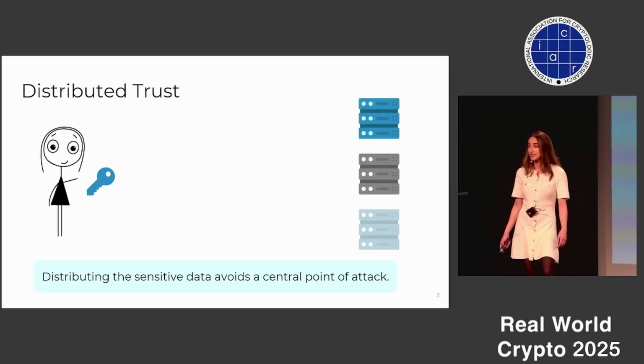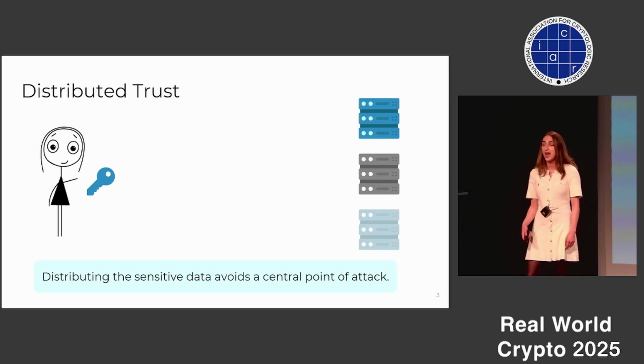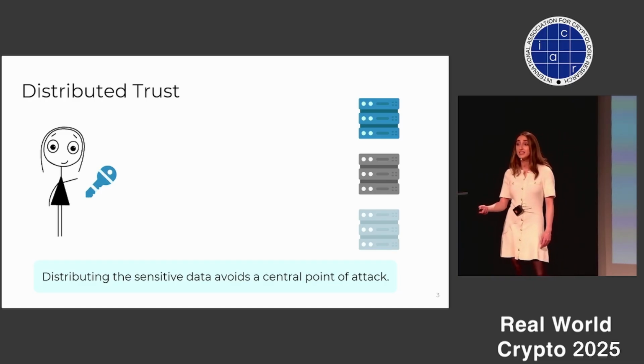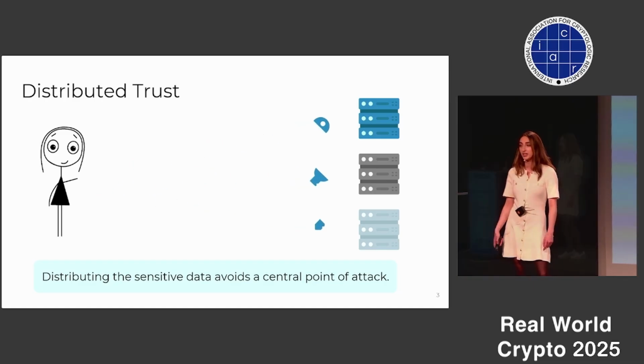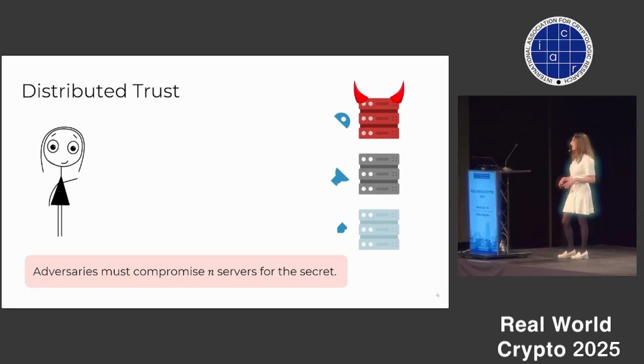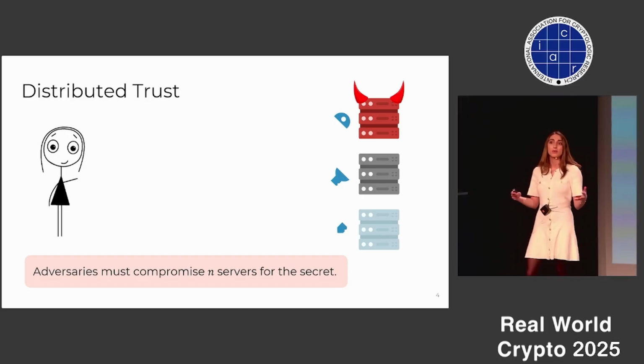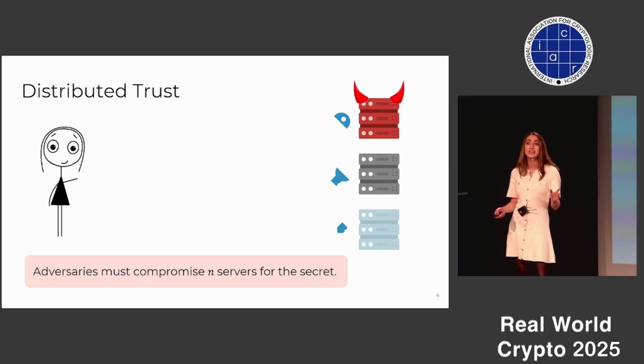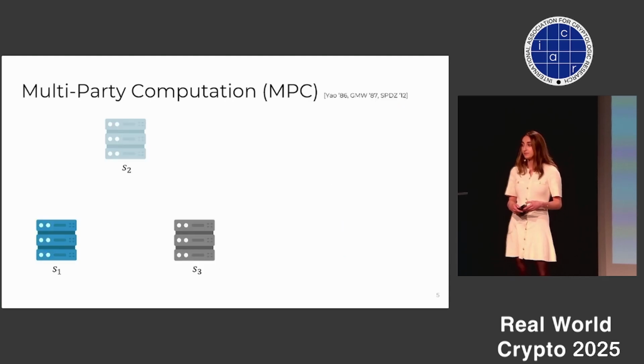Enter distributed trust. Under the distributed trust paradigm, Alice splits her secret into several pieces and distributes it among several parties. In this case, distributing the sensitive data avoids a central point of attack because adversaries must now compromise all N servers in order to compromise the secret. So even if one server or even up to N-1 servers are compromised, Alice's secret is still safe.